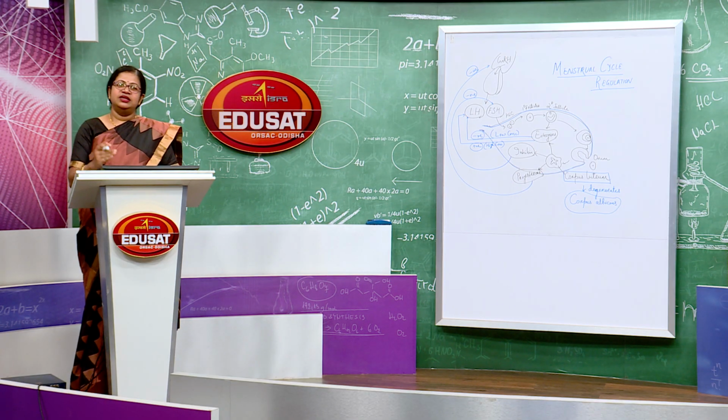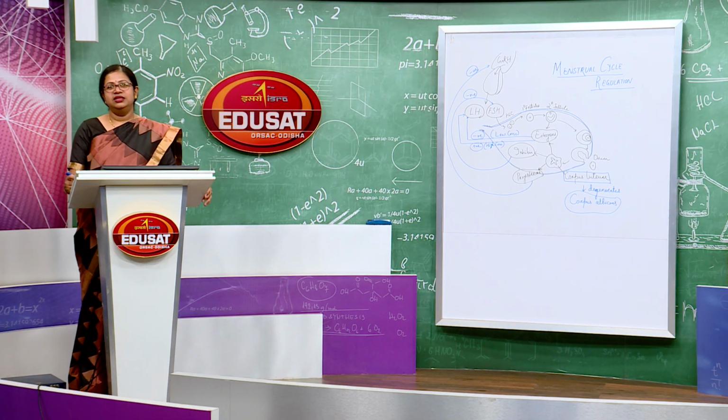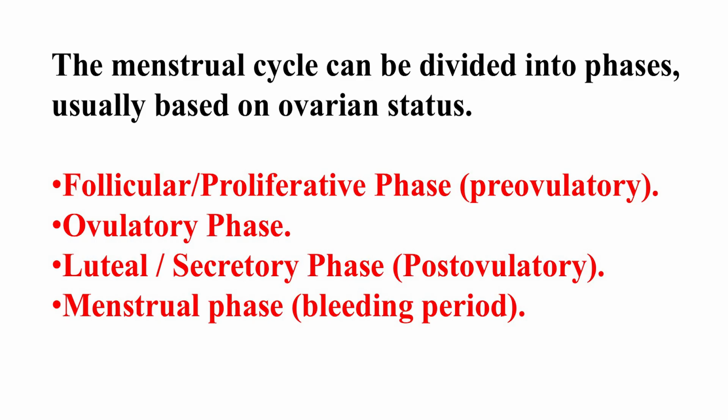Now, this entire thing is called as your menstrual cycle, and whenever this particular cycle ceases in our body, that part we call it as menopause. Now, the entire cycle can be divided into 4 phases: the follicular phase, the ovulatory phase, then we have the luteal or the secretory phase, and then the menstrual or bleeding phase. कौन एगुड़ाक सब टिके डिटेल्स रे देखिबा.